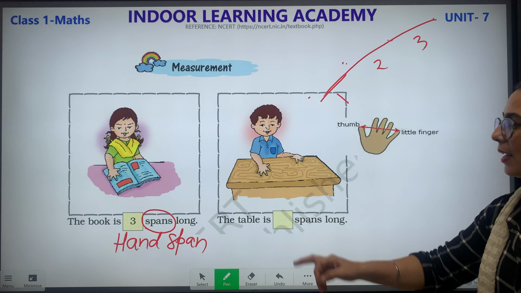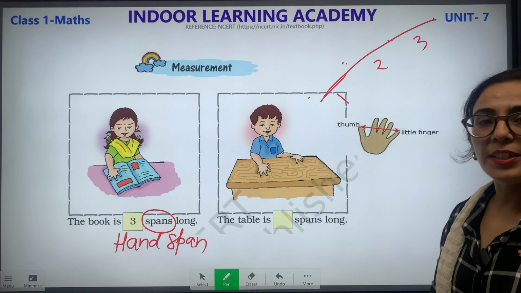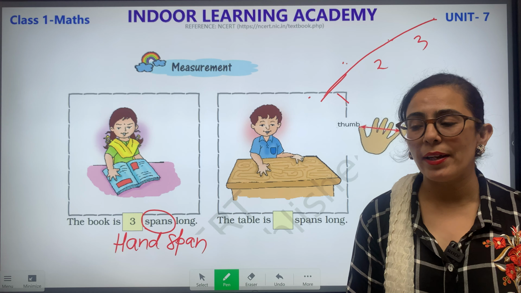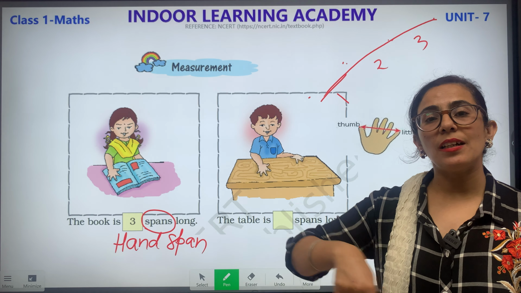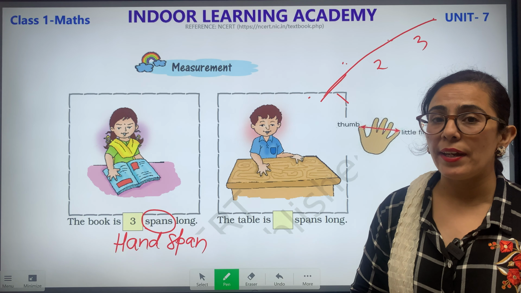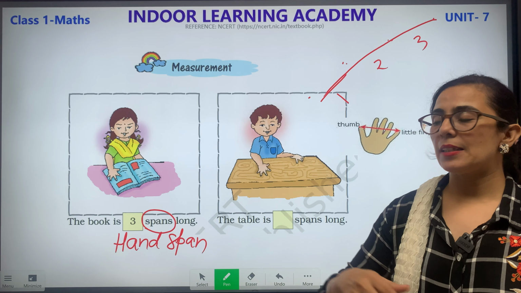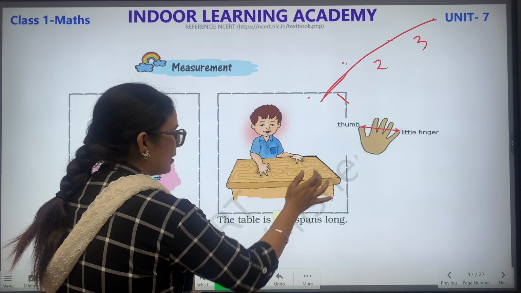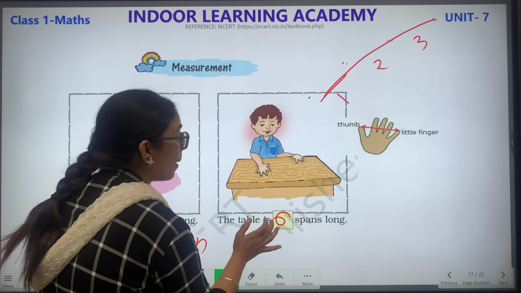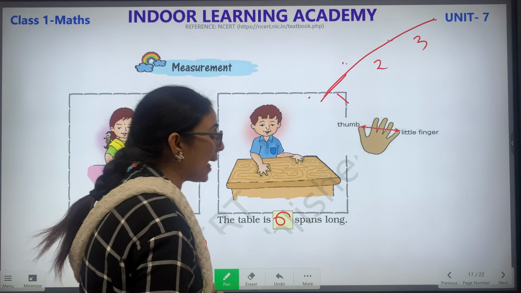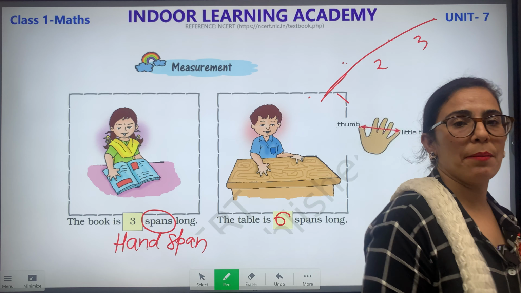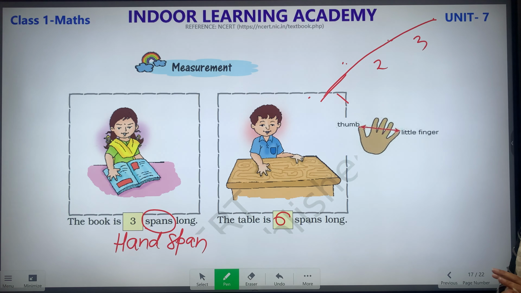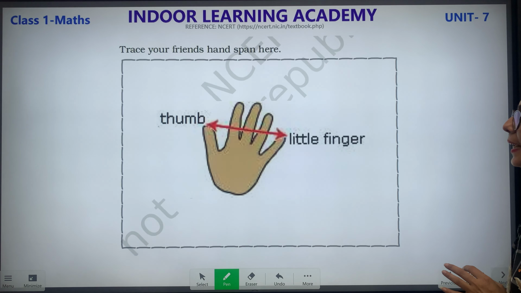Now let us see what is this boy doing here. The table is dash spans long. What is this boy doing here? He is measuring the table. It might be 6 spans long. So this table might be 6 spans long. मैंने might use किया है. Might मतलब लगभग हो सकता है. Fine. Now let's move to the next slide.